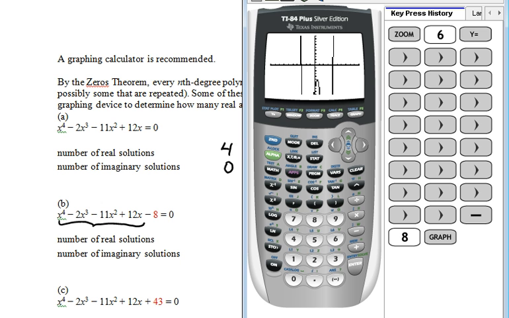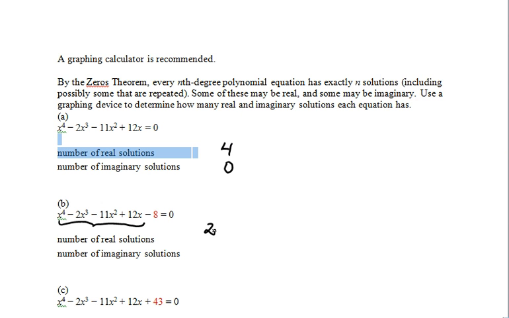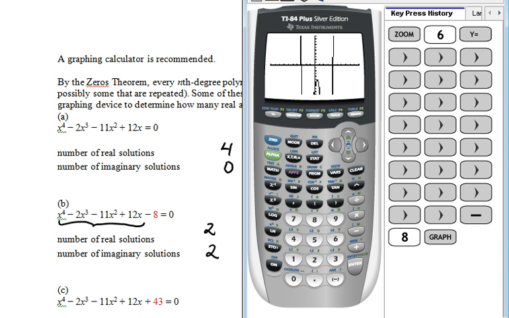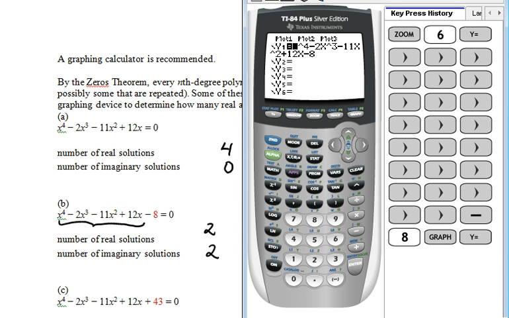The polynomial has been moved down far enough so that what were the middle two zeros are no longer zeros. And so this time there are 2 real zeros because there are only 2 x-intercepts. And therefore the other 2 zeros have to be imaginary. In the third case, 43 has been added to the original polynomial.